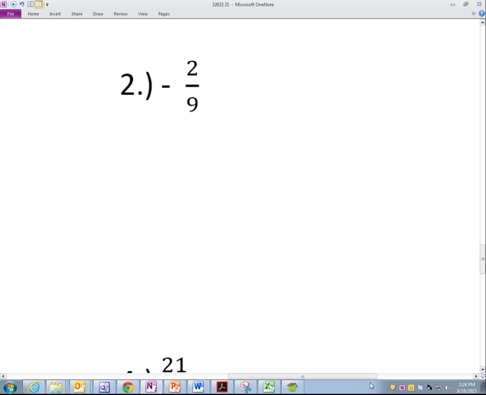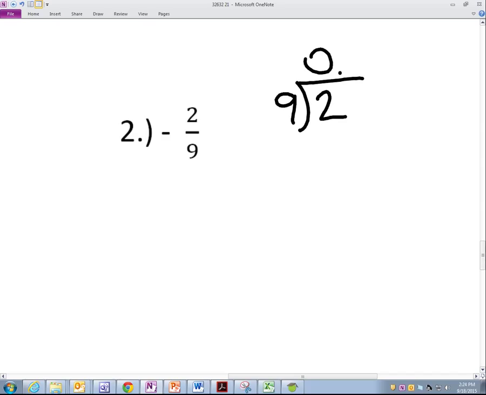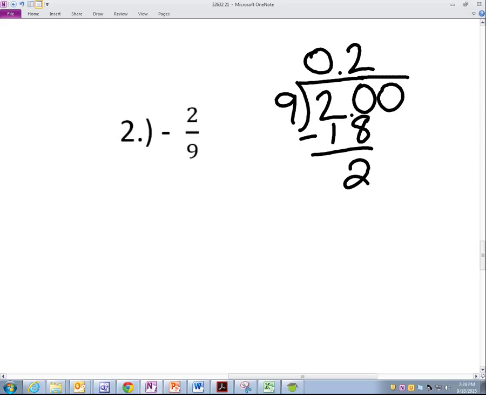Now this one here, I'm going to put 9 here, 2 here. I know that I have to make it a decimal, so I'm going to put decimal, 0, decimal, 0. 9 goes into 20 twice. 18. 2 again.